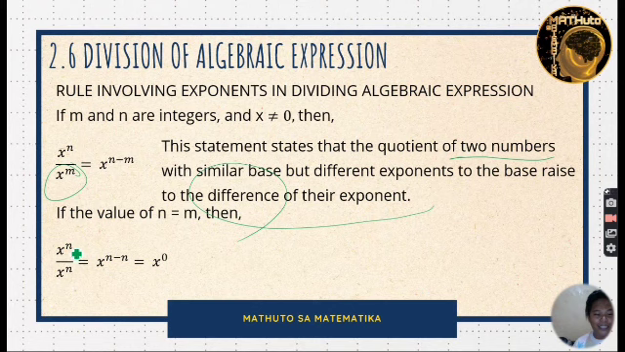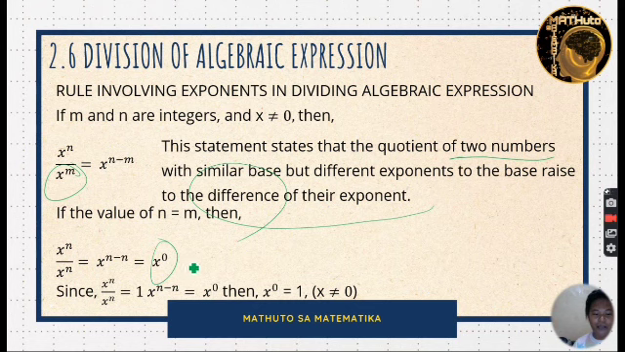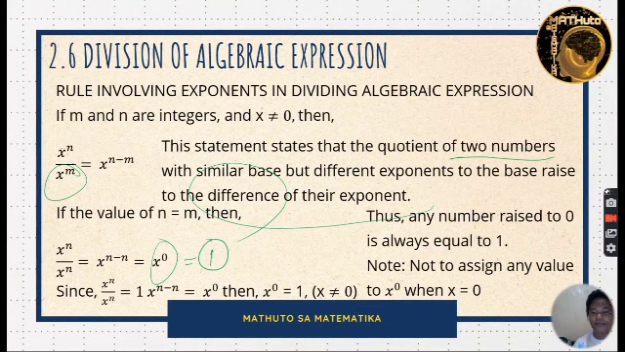So, pag ganito po, x raised to n divided by x raised to n, so the value is x raised to 0. And, meron po tayong rule na kapag x raised to 0, this is equal to 1. Sabi nga natin, any number raised to 0 is always equal to 1. Not to assign any value to x raised to 0 when x is 0. So, kailangan po ay may value po not equal to 0 po yung ating x po. So, yun po yung ating rule of exponent in dividing algebraic expression.